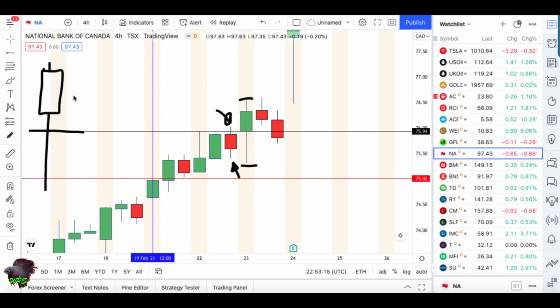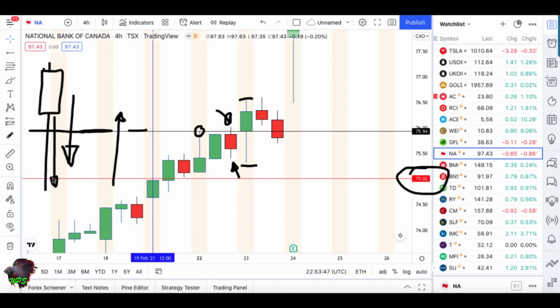Basically, sellers tried to push the price back down below this level here. There is this black line that I marked here, which was the highest after the breakout. Sellers tried to push the price back down to the 75.02. They were not successful. Buyers, with this long wick, pushed the price back above this line. So this wick explains the strength of the buyers.